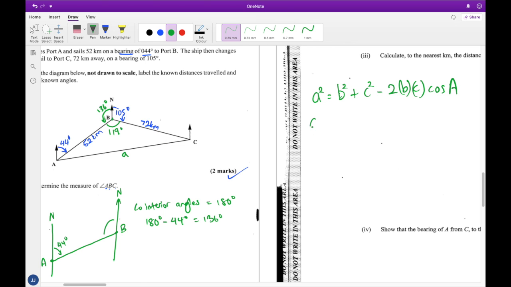So now I could say that A squared will be equal to B squared, and I could take any one of these as B or C. So B squared, let's take it as 52 squared, plus C squared, which will be 72 squared, minus 2 times 52 times 72, multiplied by the cos of 119 degrees.